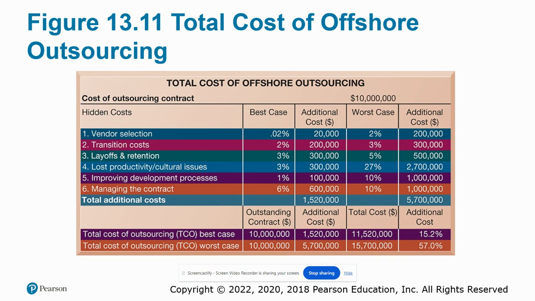Here we look at the best and worst case scenarios regarding hidden costs and outsourcing. The best case column shows the lowest estimates for additional costs, and the worst case reflects the highest estimates for these costs. In the additional cost column at the lower right, you can see that hidden costs increase the total cost of an offshore outsourcing project by an extra 15 to 57%. However, it is important to note that even with these extra hidden costs, many firms will benefit from offshore outsourcing if they manage the work well.